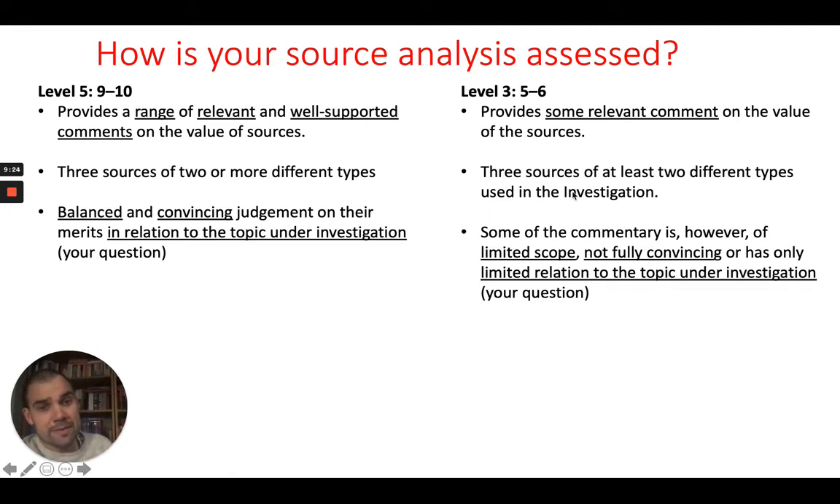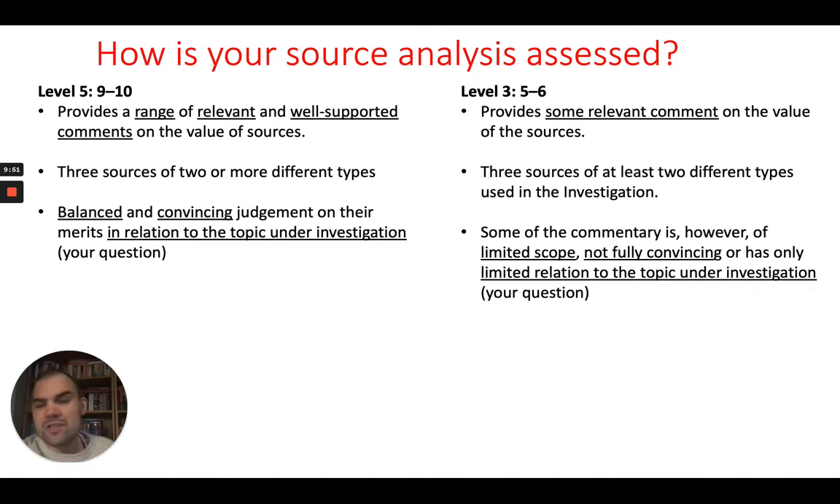There's not a range, and there's not a depth either. Again, you've got to meet the minimum criteria of 3 sources of 2 different types. This one is important though. So some of the commentary on the sources is, however, of limited scope, not fully convincing, or of only limited relation to the topic under investigation. So you might be weighing up the strengths and limitations of a source in a very generic way, but you're not linking it back to why this makes it useful or not to the particular question I'm trying to answer.